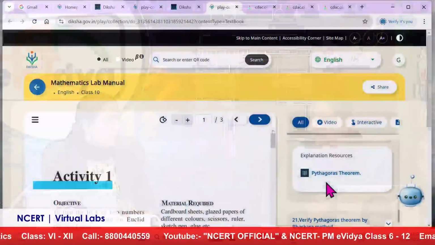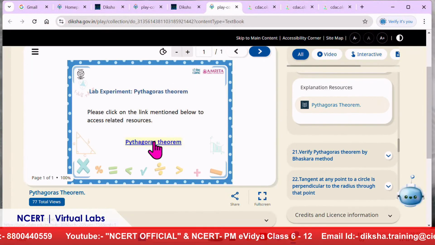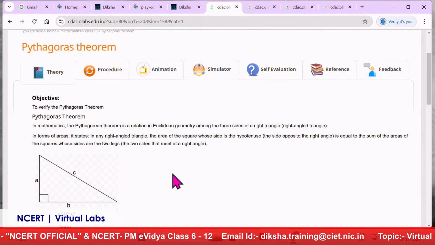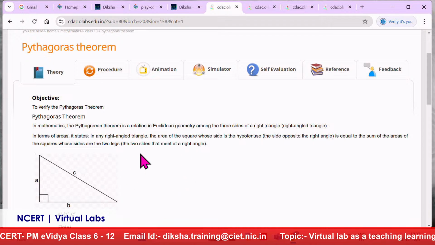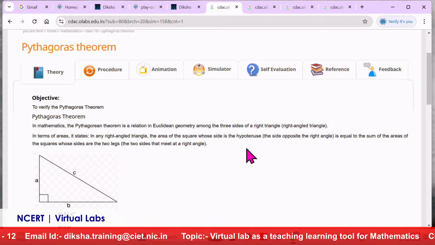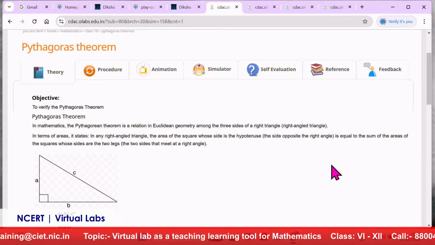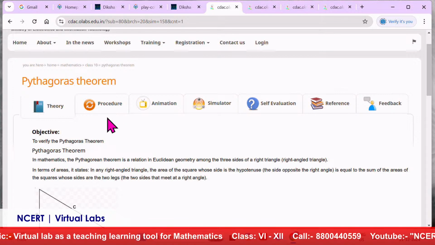So this is a class 10th topic, Pythagoras theorem, and very important from the board point of view also. Yes. So I am clicking on Pythagoras theorem. This is the theoretical part of what we are going to learn. We all know that it is a right angle triangle, and the area of the square on the hypotenuse is equal to the sum of the areas of the squares on the other two sides of the triangle. The same procedure will also be there.